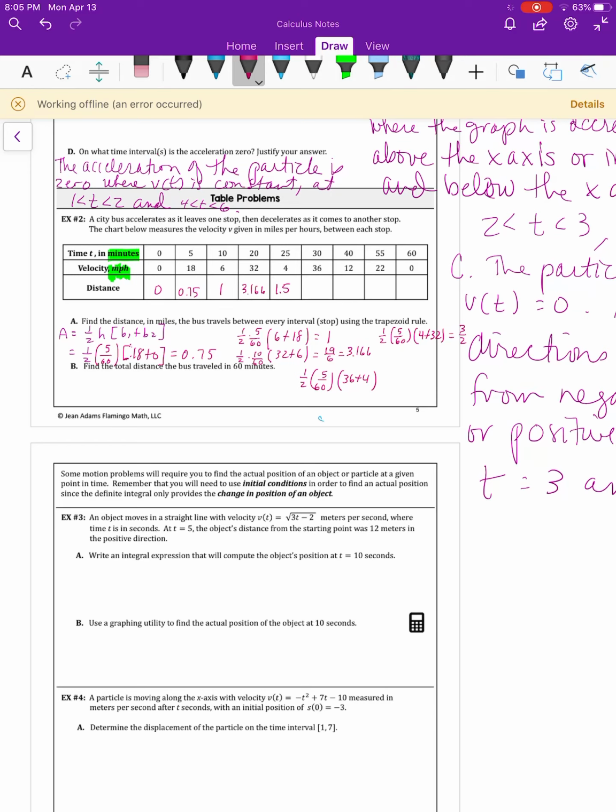And then we have 1/2 times, now I've got 30 minus 25, so that's going to be 5/60. And this is going to be 36 plus 4. And making that calculation, I get 5/3. And that's going to be 1.667. For the next one, 1/2 times 40 minus 30 is 10. So 10/60 times 12 plus 36. And that's going to give me 4.